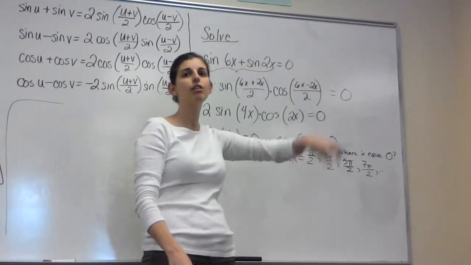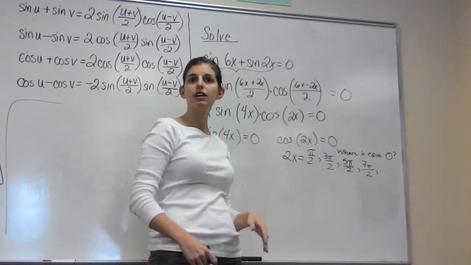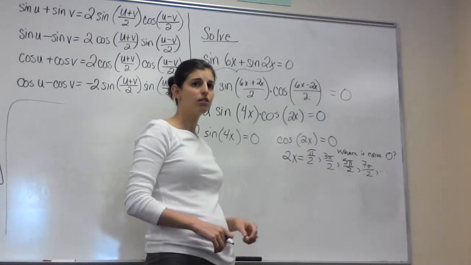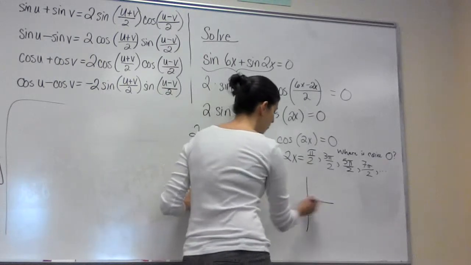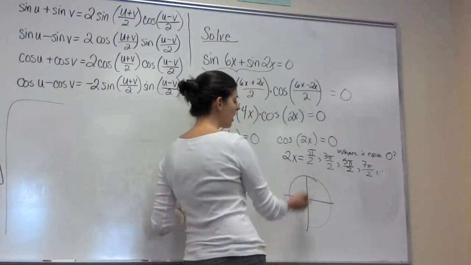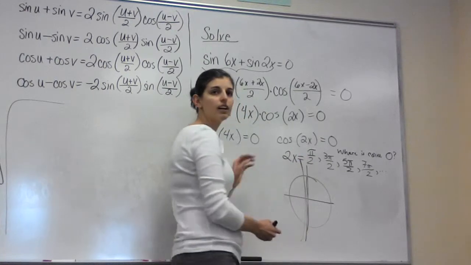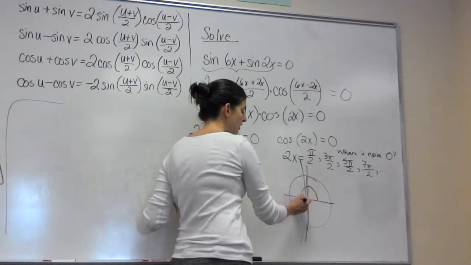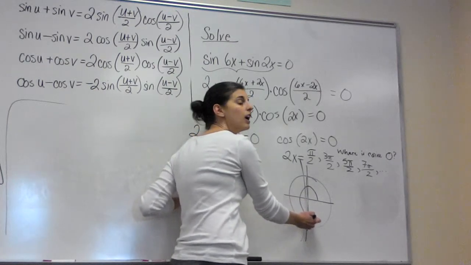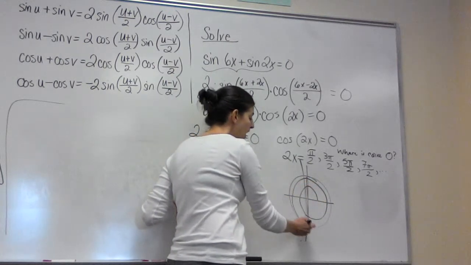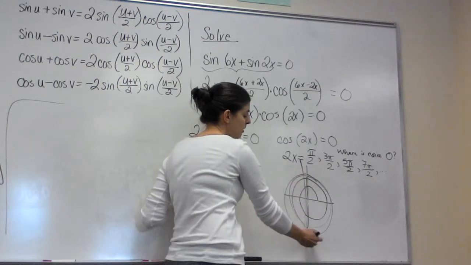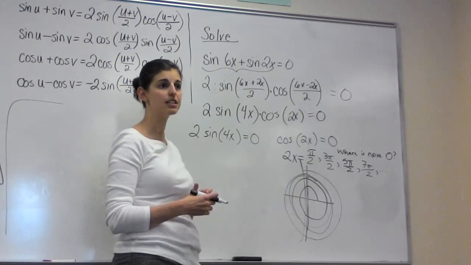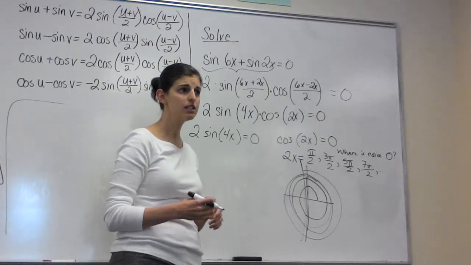So it would go all the way around the circle multiple times. Does that make sense? No? Okay. The cosine function is 0 on the y-axis. The angles that are on the y-axis are pi over 2, 3 pi over 2, and then you could keep going around the circle an infinite number of times. Every time you hit the y-axis, your cosine function is 0. Does that make sense?